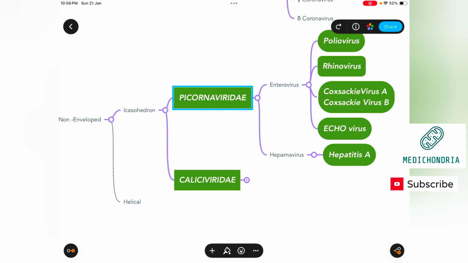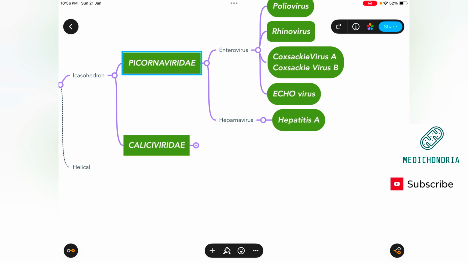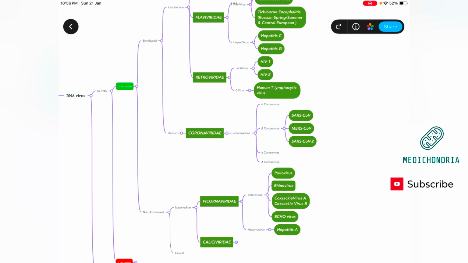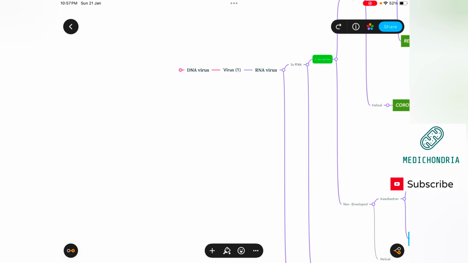So if you see in the Picornaviridae, we have enterovirus and hepatovirus. It's another important classification, just a genus classification. You could include all these viruses directly in the families, but for the classification I just divided them in these terms. So over here in enterovirus we have polio, rhino, Coxsackie A, Coxsackie B, and echoviruses. And over here in hepatovirus it is something related to hepatitis: hepatitis A. Remember we have hepatitis C and G in hepacivirus, and Caliciviridae will have hepatitis E and D, and we all know hepatitis B is a DNA virus, so we'll have it over here and not over here.